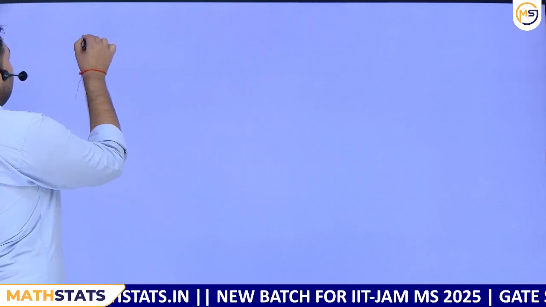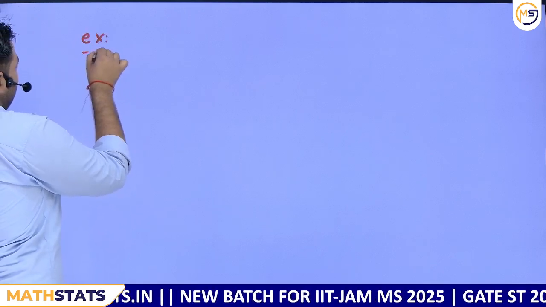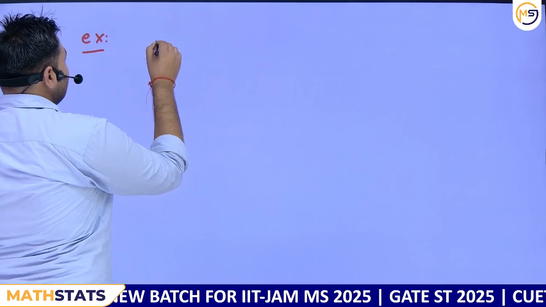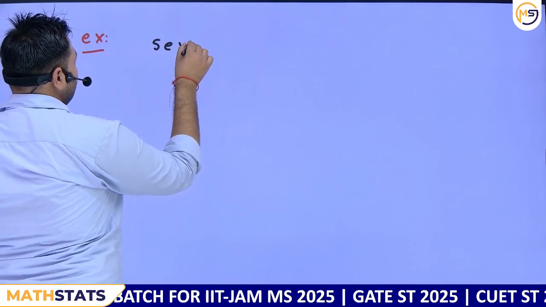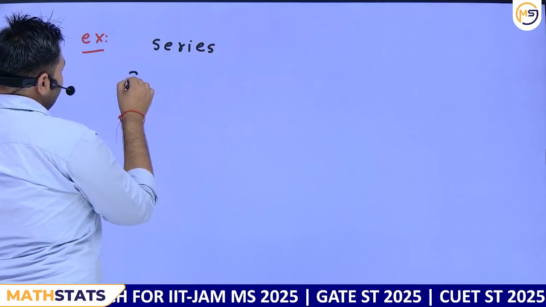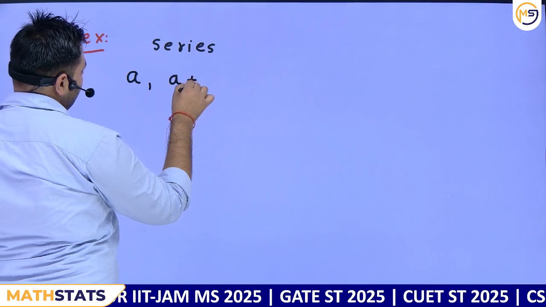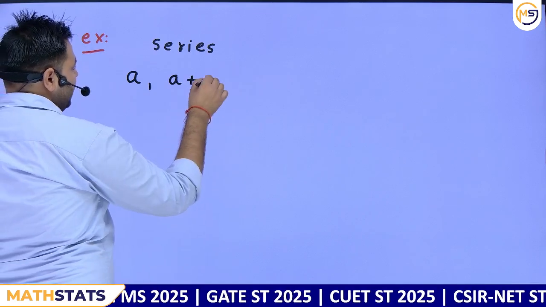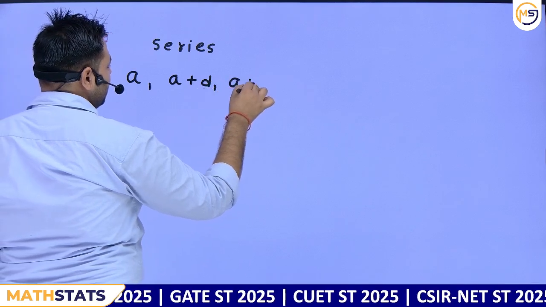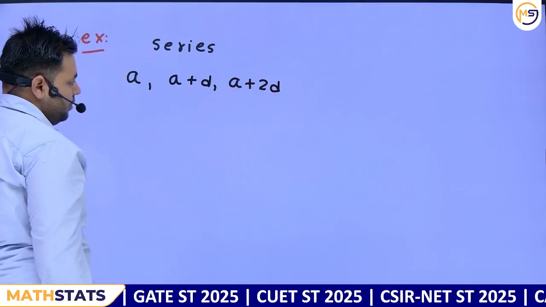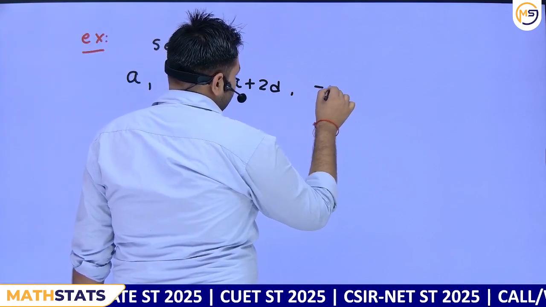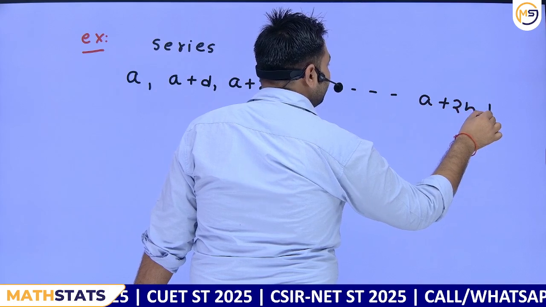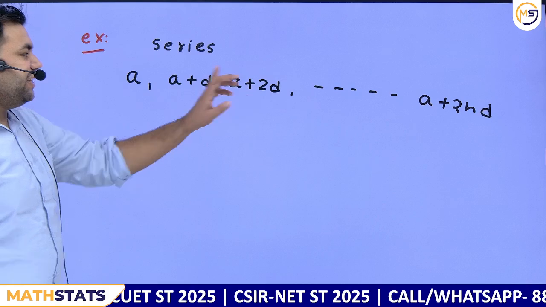Now suppose another question, another example. Suppose we have a series which is an AP: A plus D, A plus 2D, and so on, up to A plus 2nD. So how many terms are in this series in AP?